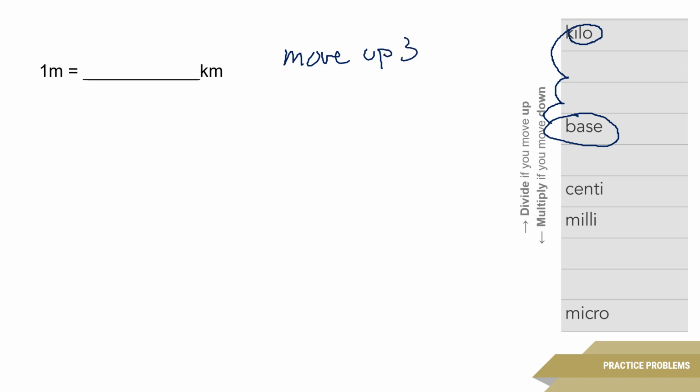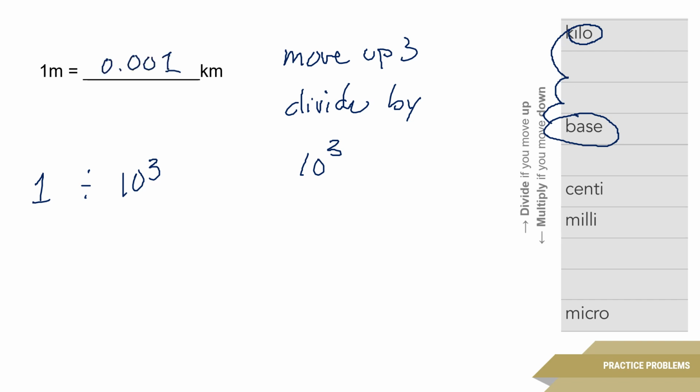And according to the chart, you divide when you move upwards. Divide. So we're going to divide by, again, a power of 10. We're going to divide by 10 to the third power because we moved up 3 spaces. We're going to do 1 meter, 1 divided by 10 to the third. And we should get 0.001: tenths, hundredths, thousandths. We should get 1,000ths of a kilometer.